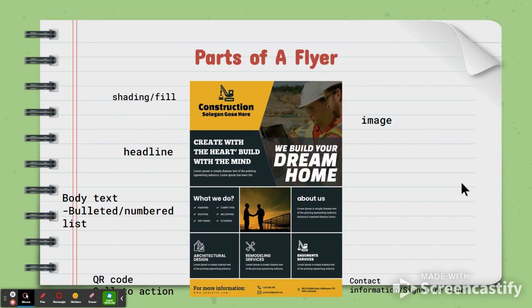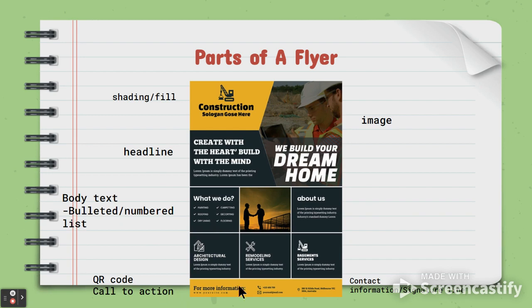So here are some key parts of a flyer that you'll want to use to help your flyer look really great and have good information. So you're going to have a headline. This is going to capture the reader's eye. This is going to be the main purpose of the flyer. So this one is talking about building: create with a heart, build with a mind. Okay? We build your dream home. So this is basically what the flyer is about. Then you're going to have your body text. This is going to give us some information. Also, a bulleted or numbered list is going to make it easy to read some information. So it organizes your information and makes it really quick to read important points.